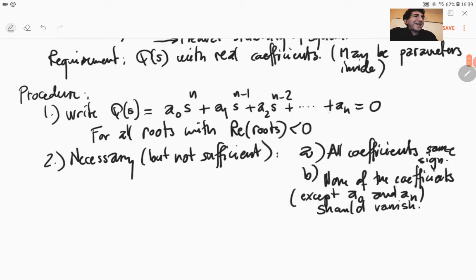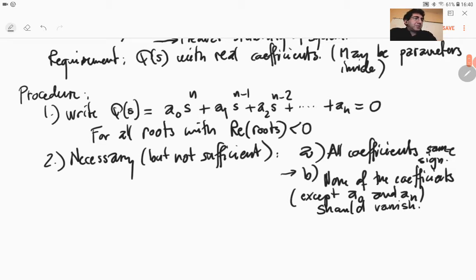What happens if An vanishes? In that case, the smallest power of S becomes S to the power 1. And therefore, you can factor out S in parentheses. That means it's going to be S times another polynomial with 1 degree less. So that means in case B, you have one of the poles being equal to 0.